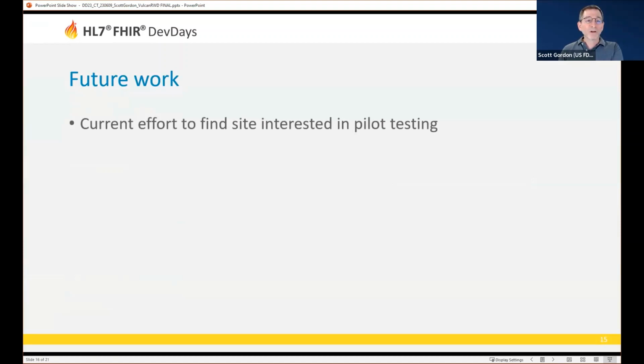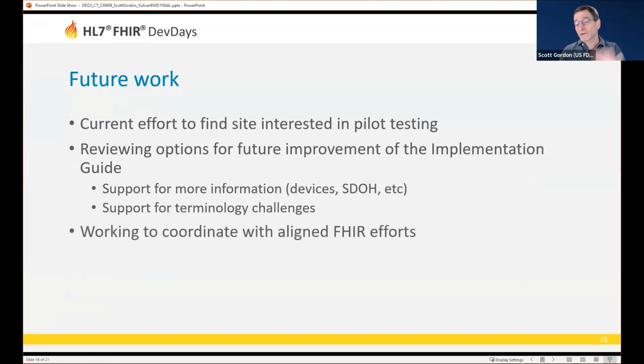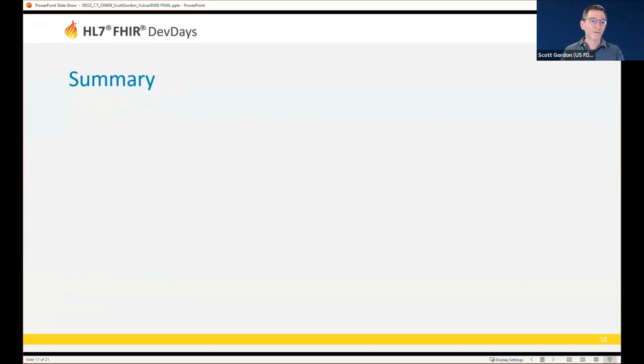So our future work at this point is we're currently looking to find sites interested in pilot testing. We are reviewing options for future improvement of the implementation guide, including support for more information, as well as terminology challenges, which I did not touch in this talk, and working to coordinate with other aligned FHIR efforts that are sort of in that whole spectrum of real-world data research.